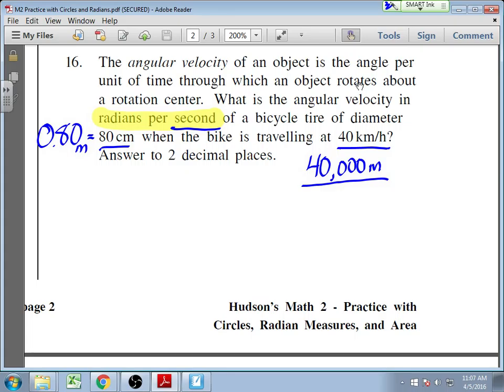How many seconds are in an hour? 3,600. Because 60 seconds in a minute, 60 minutes in an hour. So this becomes 3,600 seconds. Remember, M is meters, MI is miles. That's why we use just M for meters. And if you do minutes, you gotta use MIN. So now what do you think I do? I now have an agreement in my units. I have per second, which is what I'm looking for.